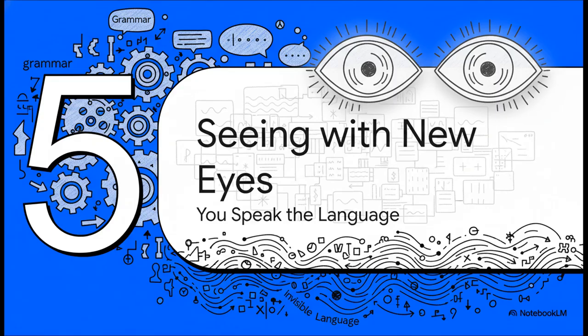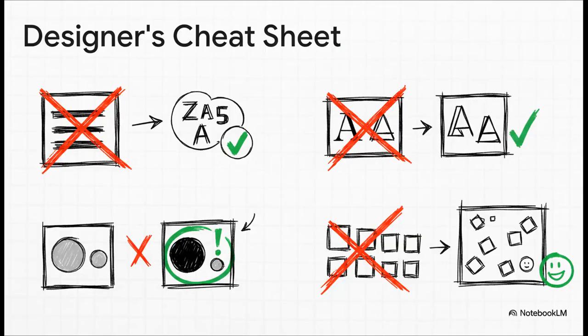So, there you have it. We've learned the grammar, we've learned the vocabulary, and we've seen the psychology of how it all gets put together. You are now officially equipped to see the world differently. You can read the invisible language that is all around you, all the time. And to make things easy, here's a quick little cheat sheet of common mistakes to avoid. Think of this as your designers don't do this list.